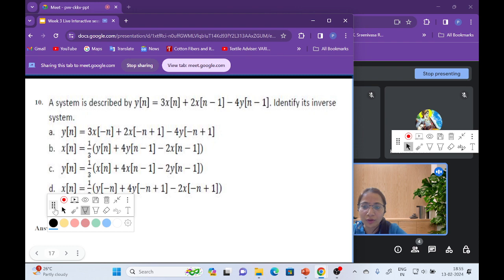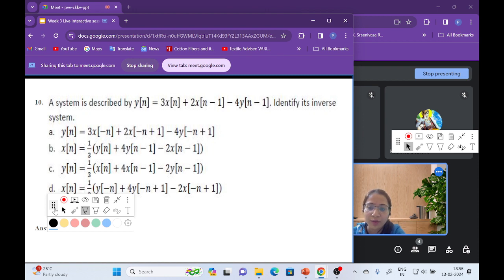So we will move on to the next question. A system is described by y of n is equal to 3x of n plus 2x of n minus 1 minus y of n minus 1. Identify its inverse system. So how will you find out the inverse system? Anyone knows how to find out? So the options are: A, y of n is equal to 3x of minus n plus 2x of minus n plus 1 minus 4y of minus n plus 1.